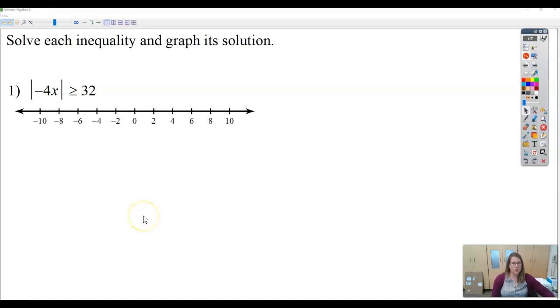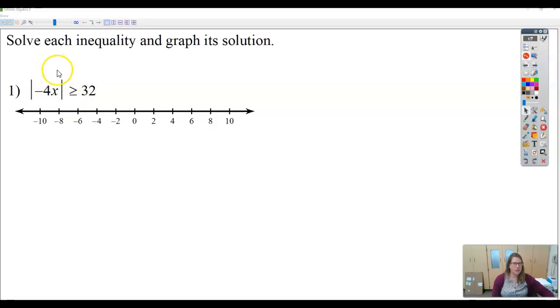Right, so in this video we're going to be solving inequalities that contain absolute values. Absolute values, we've already solved equations with them, so it should be similar to that. And then we've already talked about compound inequalities. So we're going to do similar things here, okay?